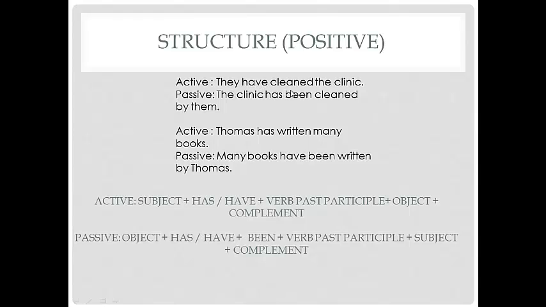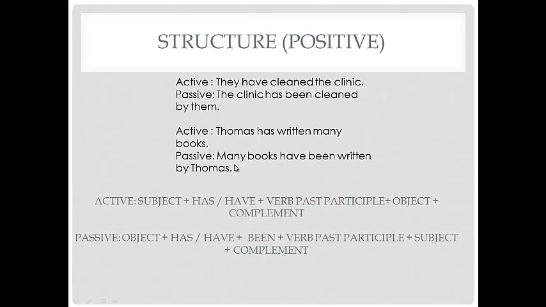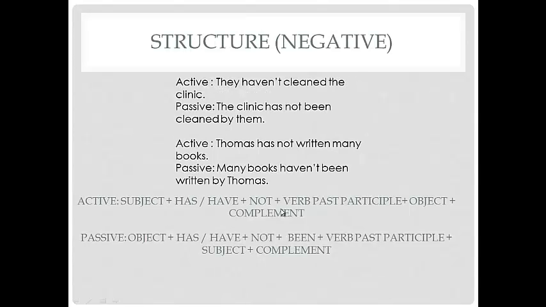They have cleaned the clinic. The clinic has been cleaned by them. So you have the object, you move it to the beginning, you add has or have, depending on the case. Then you add been, the verb in past participle, and the subject, which is by them, and the complement. In this case, we don't have any. The same happens with the negative. You add the not to the auxiliary have or has. They haven't cleaned the clinic. In passive voice, the clinic hasn't, or has not, been cleaned by them, right?